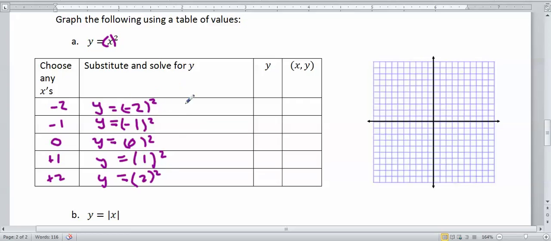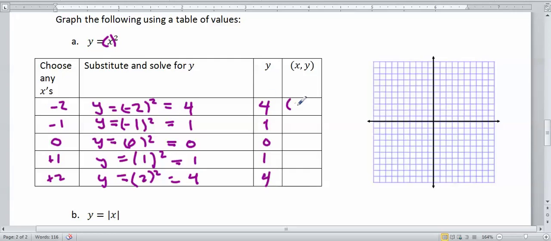Okay, and when I plug those in, I get (-2) squared is 4, so y is 4. (-1) squared is 1, so y is 1. 0 squared is 0. 1 squared is 1, and 2 squared is 4. So this function looks like it's about to be a little bit interesting.